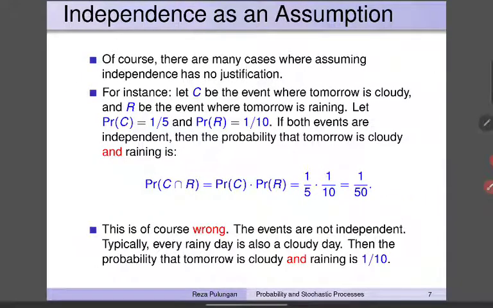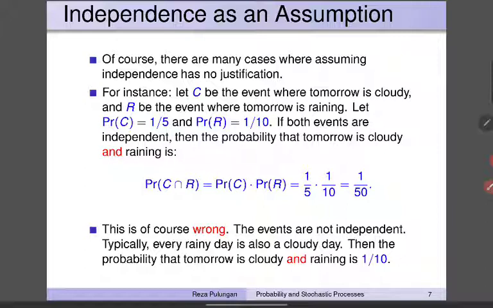Of course, you have to be careful that there are many cases where assuming independence has no justification. So when we are modeling something, we have to be sure that independence has justification. For instance, let C be the event where tomorrow is cloudy and R be the event where tomorrow is raining. Let the probability of C be 1/5 and the probability of R be 1/10.